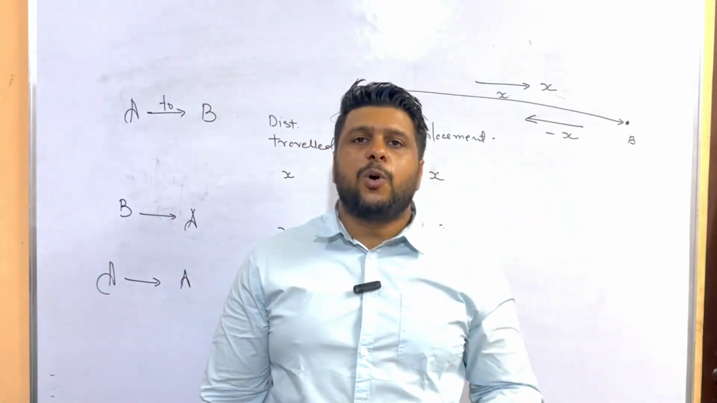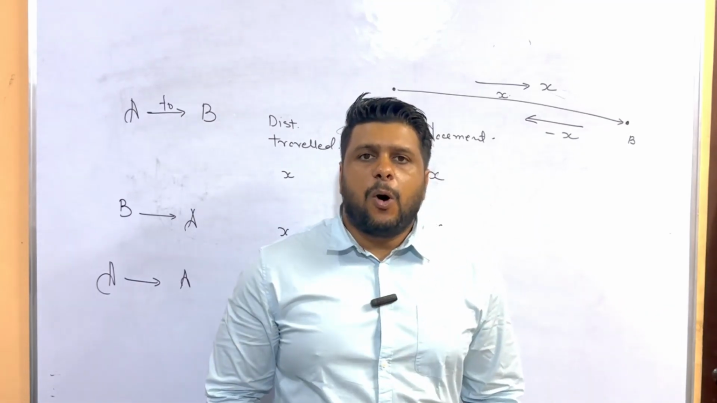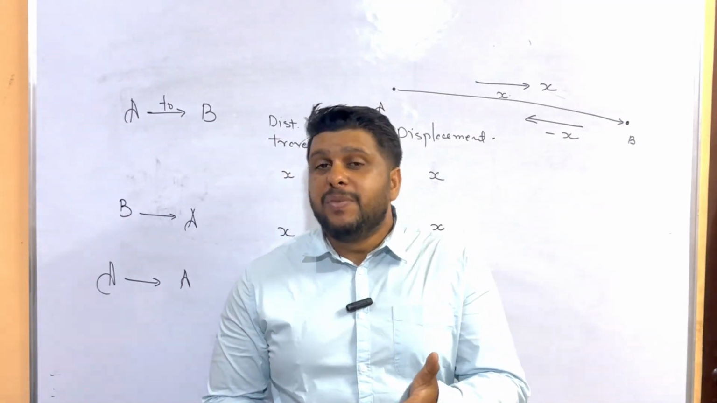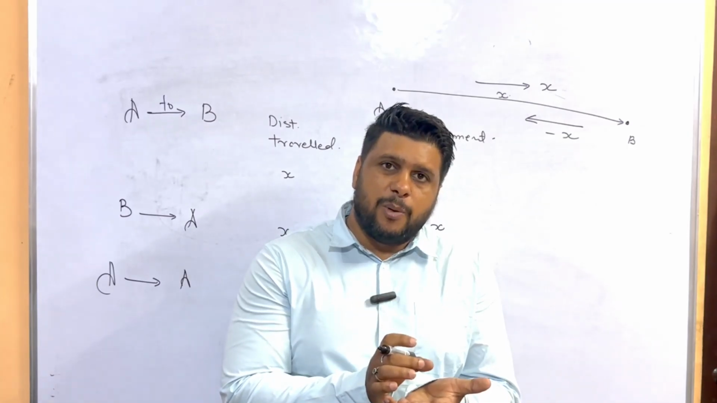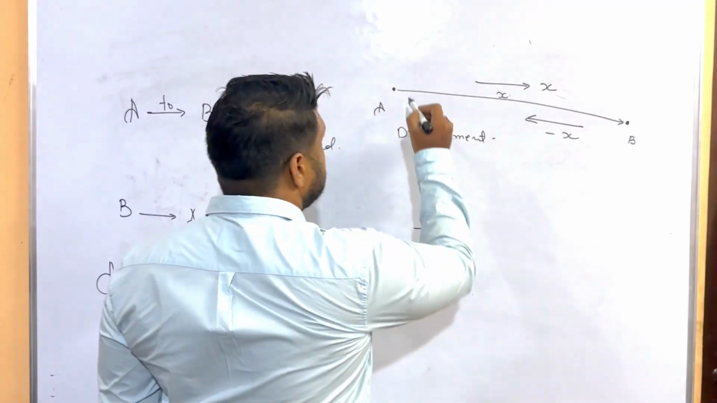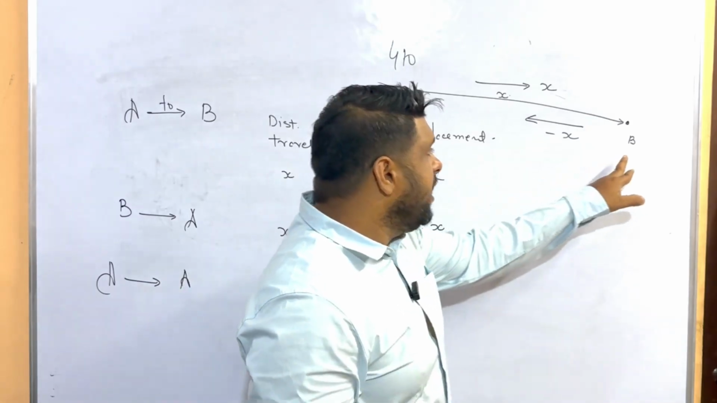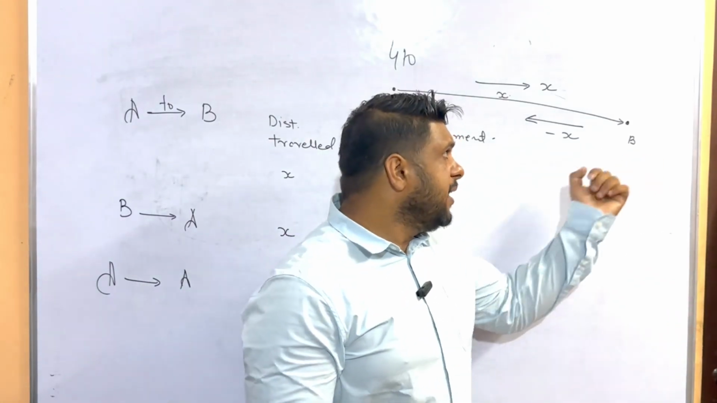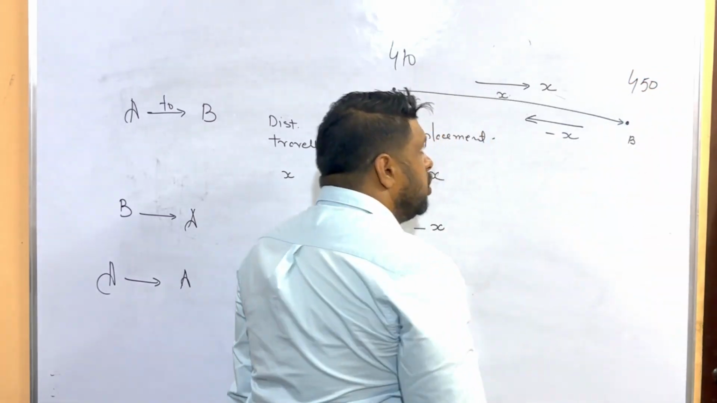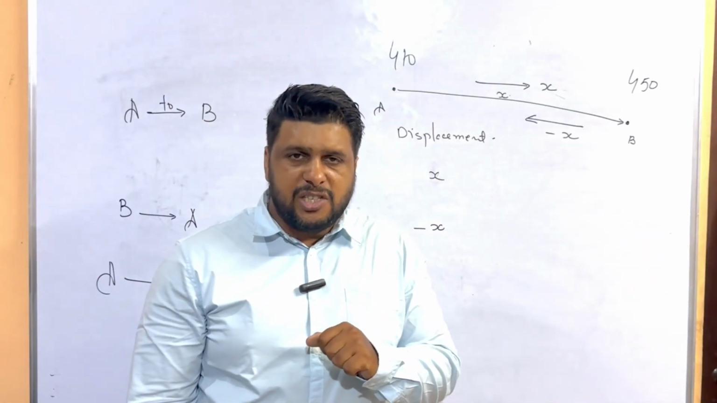Suppose you are going to a movie. You have a car or a bike in your house, and it has an odometer, which shows distance. The odometer measures distance. So you have seen the reading, let's say the reading is 410. Here you have a movie hall. You went here and you saw your reading is 450. So how much distance have you traveled? You concluded that you have traveled 40 kilometers to reach the movie hall.